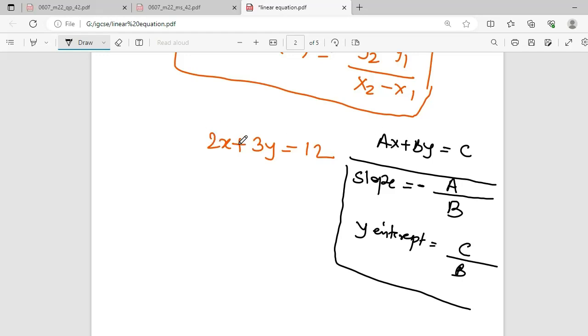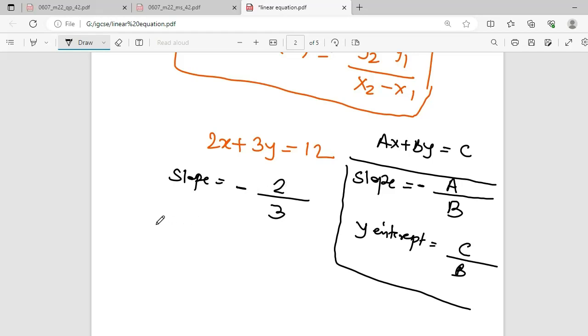So if the linear equation is already in standard form and we have to identify the slope, we can write slope is equal to minus the coefficient of x upon the coefficient of y. The coefficient of x here is 2, upon the coefficient of y, that means 3. So the slope is minus 2 upon 3.